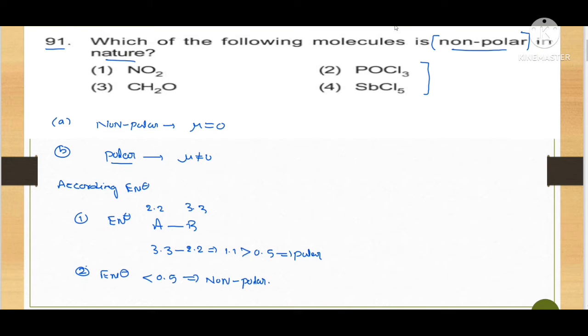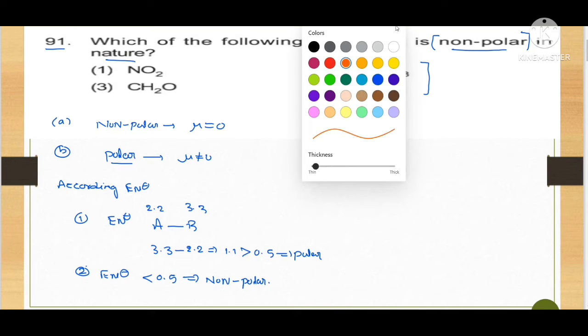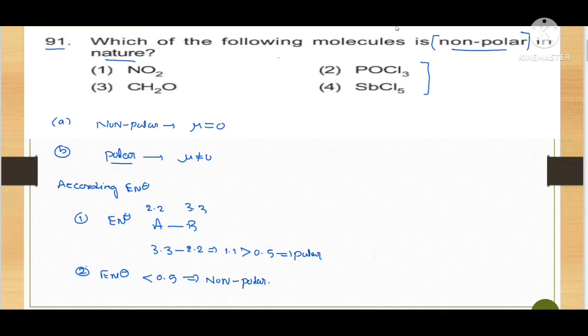Most of these types of questions you can easily solve by drawing the structures. Now let us draw each and every structure of the given options. First one, in NO2 there is the presence of an odd electron. Now let us try to draw its structure. N double bond O and N bond O, which is a coordinate bond. It has one odd electron.